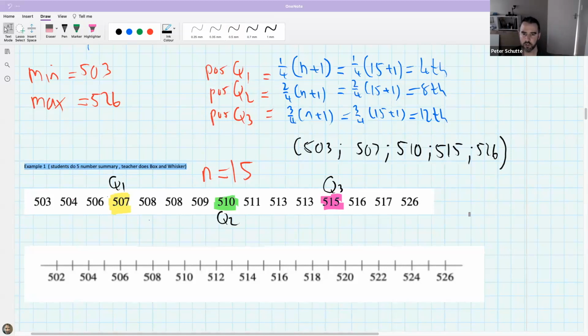So once you've got your 5-number summary, I want you to draw a box and whisker plot for me. Nice, Lisa, Kanya.